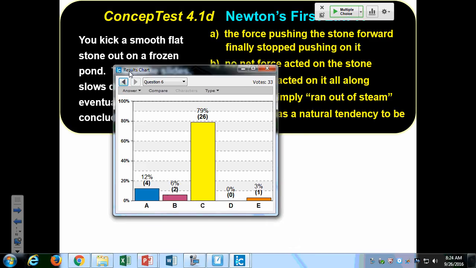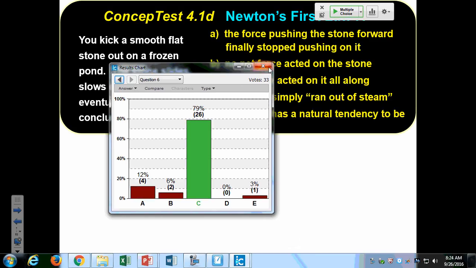Let's see. C. Hey, that's a lot better. So a net force acted on it all along.